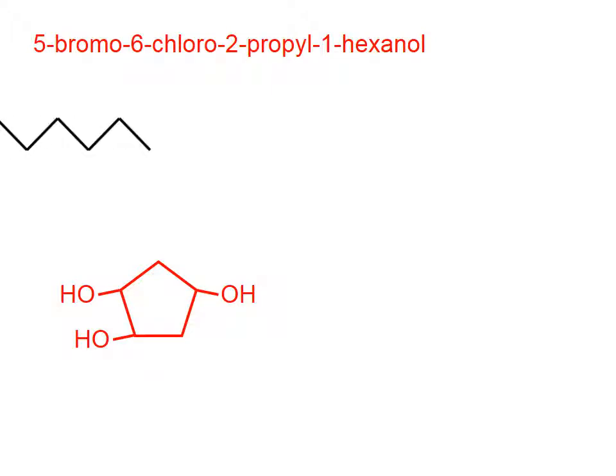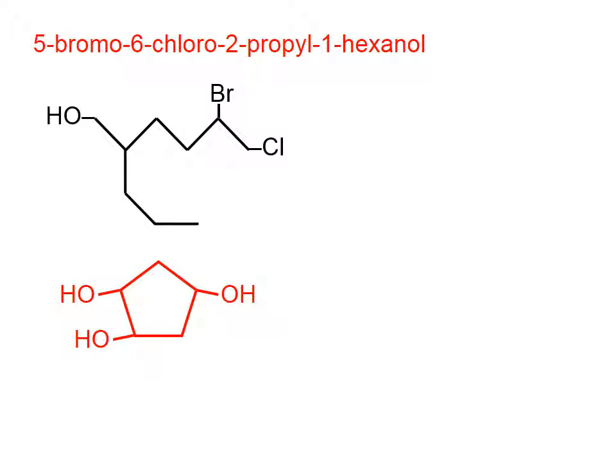The name of this molecule ends with 1-hexanol, so let's draw that out. Then to carbon number 5, let's attach a bromo group, and to carbon number 6, a chloro, and to carbon number 2, a propyl. Notice that the name of this compound does not actually have the longest chain of carbons. In other words, this propyl group is not part of the longest chain, and that's because this hydroxyl group, by definition, has to be hanging on to the longest chain. So this propyl group becomes a substituent.